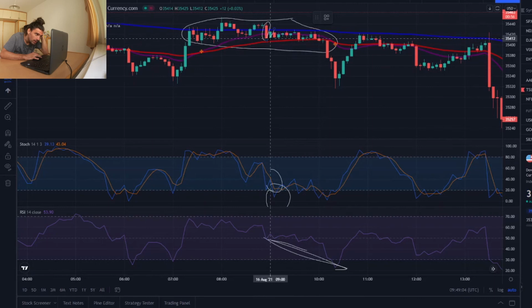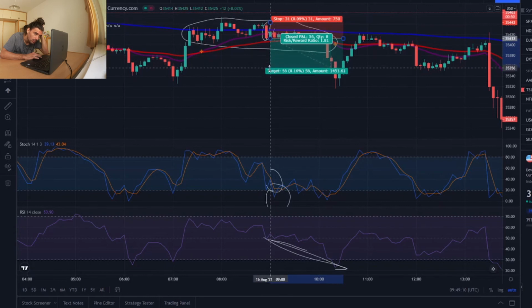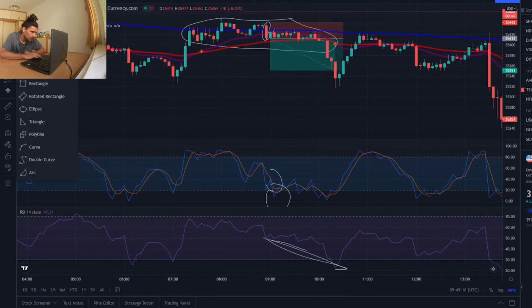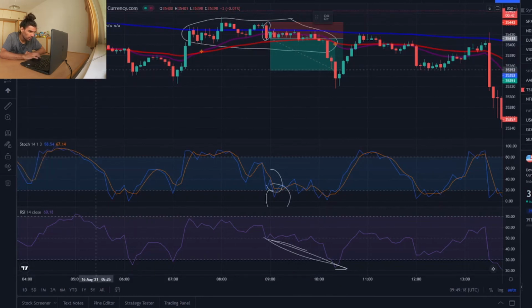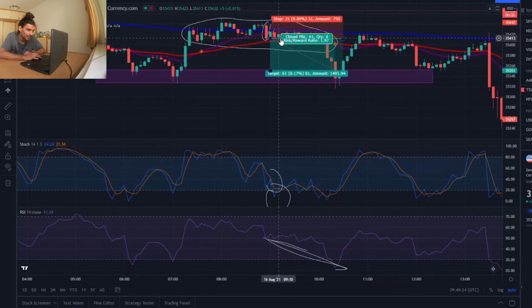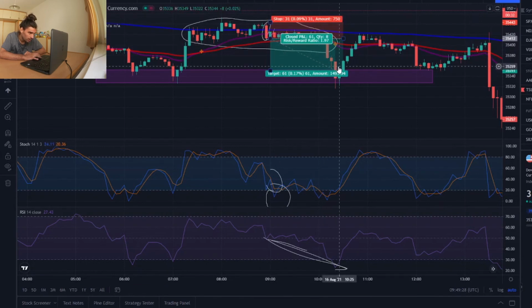Our stop loss is at the highest point of the candlestick, and we go for a 1 to 2 risk reward ratio, which would be somewhere around here, at the previous support line that we formed here. We retested it 3 times, so this would be your trade. Really simple, and it would have taken you about 1.5 hours.